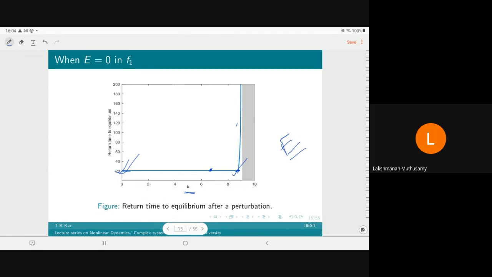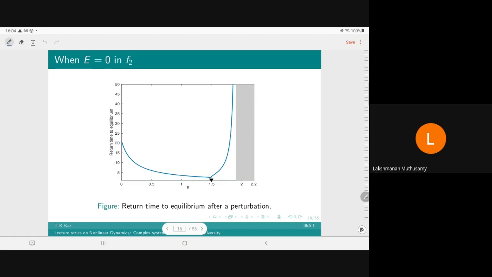So this is one example, where a spiral to node bifurcation occurs, and another example is given here. Look at this: in this portion the return time decreases, becomes minimum here, and then again the return time increases. So a spiral to node bifurcation also occurs here. So given the resilience profile, an effort exists that maximizes the resilience of the community. From this graph, it is very clear that the return time becomes minimum at an effort level, say for example here 1.5. So at this point, the resilience is maximum.